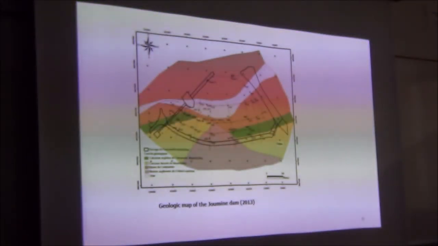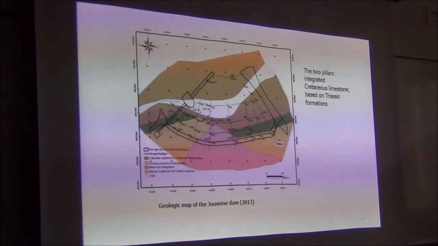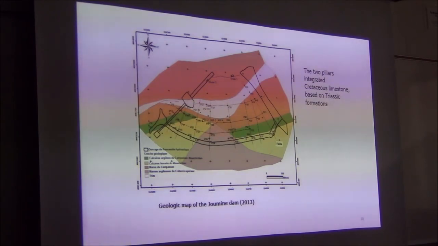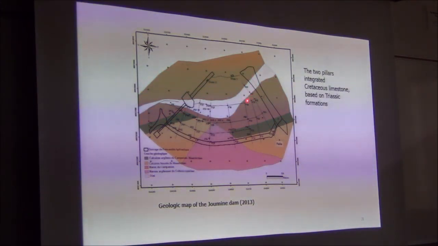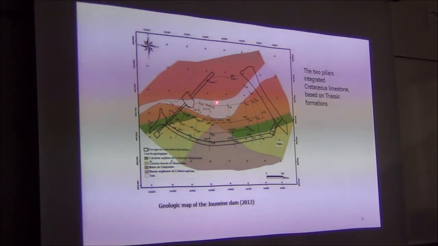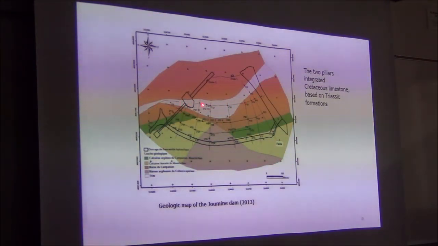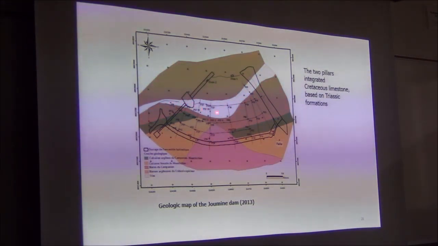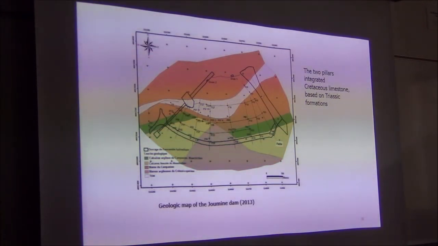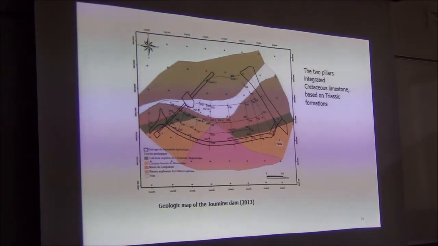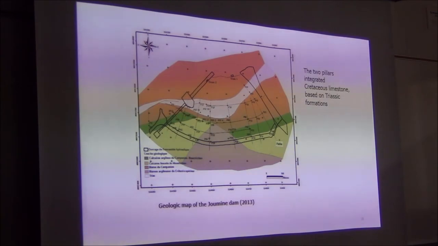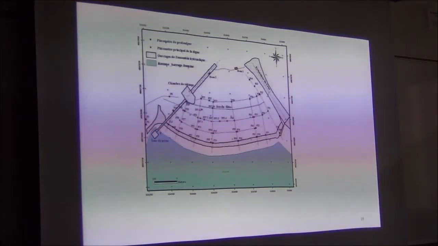The geologic map of the Jumin Dam shows that we have two pillars integrated in the Cretaceous limestone, based on this Triassic formation, which is very salty, and we will see what role is played by this Triassic formation in the Jumin Dam.